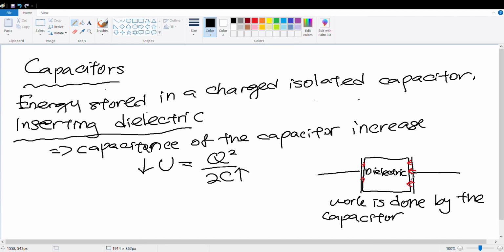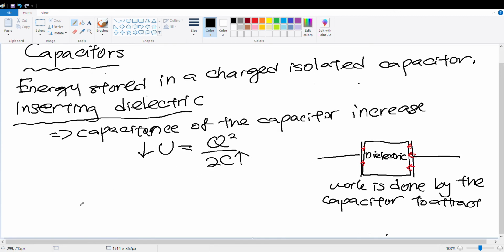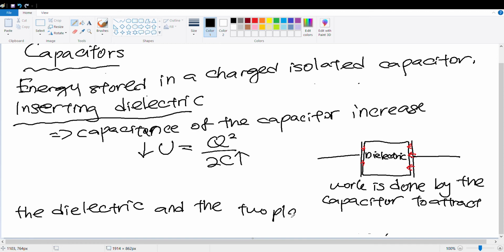Let me just write here. Work is done by the capacitor to attract the dielectric and the two plates. Is the sentence correct?